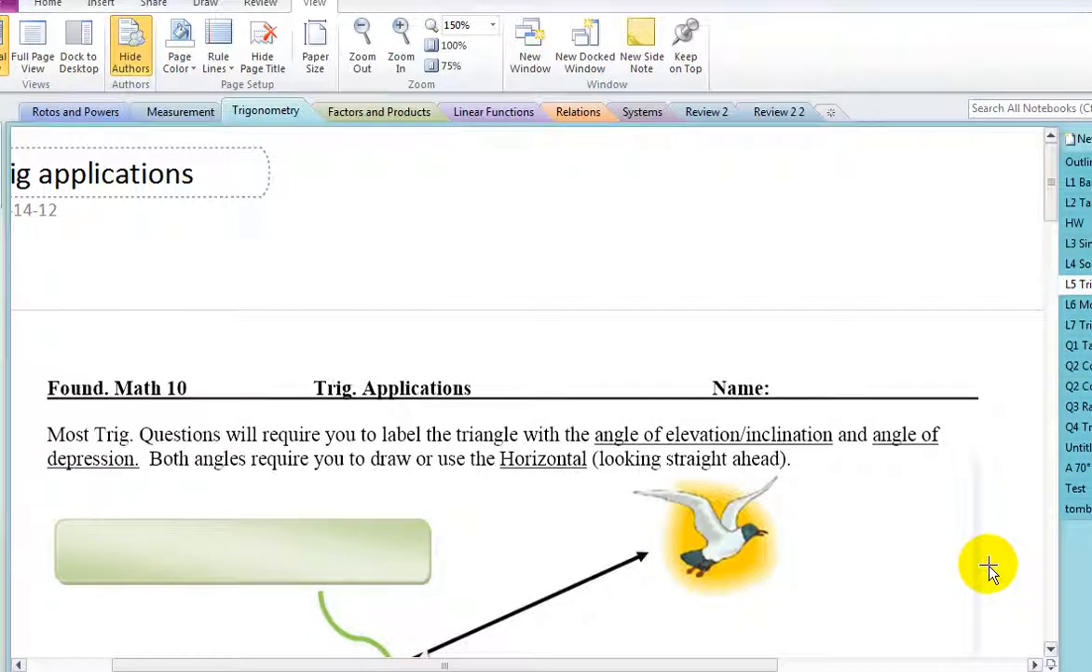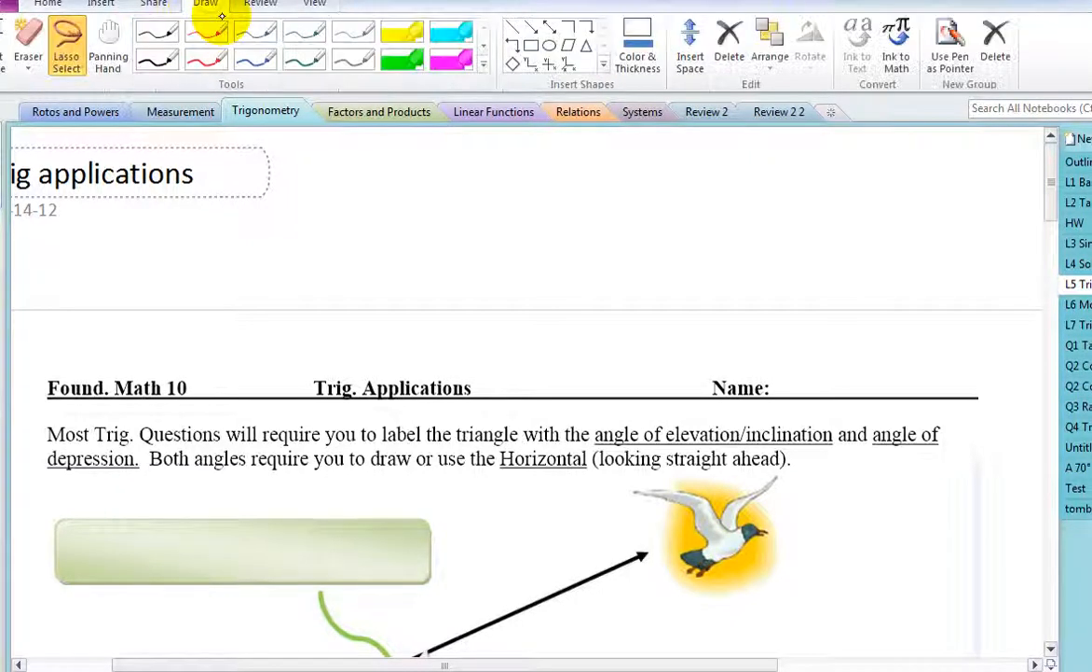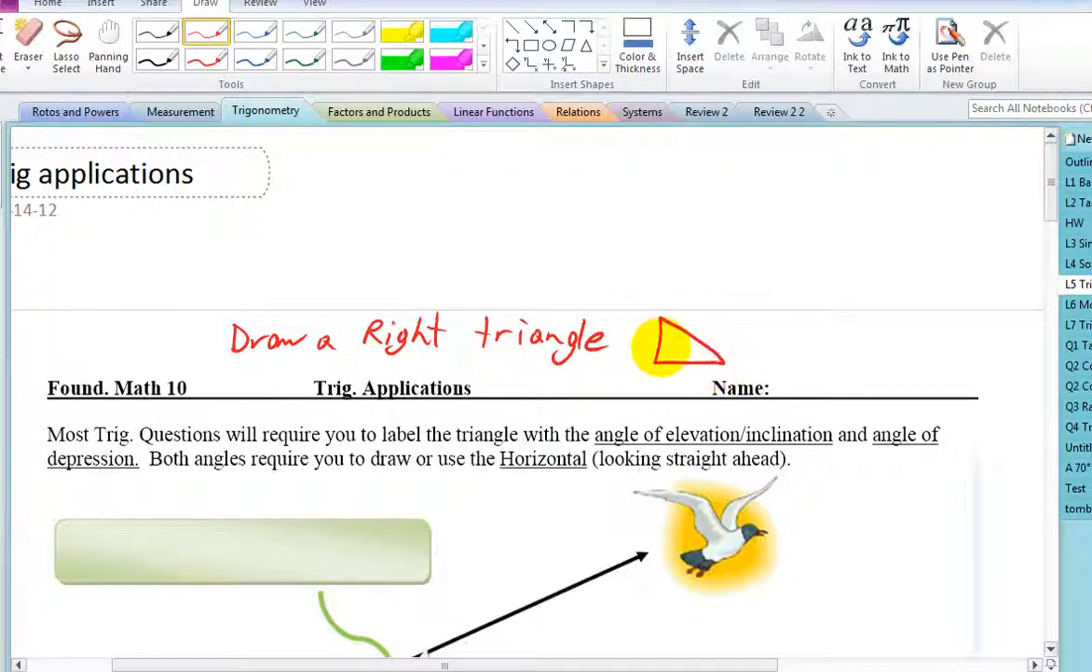The first thing we're going to look at for trig applications is you need to draw a right triangle. When you're stuck, draw a triangle. Even when you're not stuck, always draw a right triangle. You can draw it any way you want, it doesn't matter. But once you've drawn it, you have to label it with the information that's given to you. So make sure you're drawing right triangles.